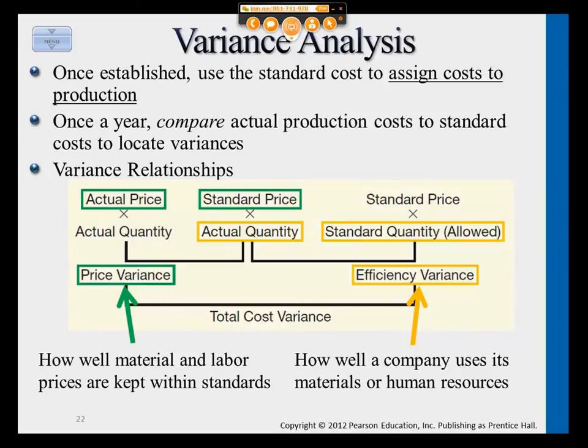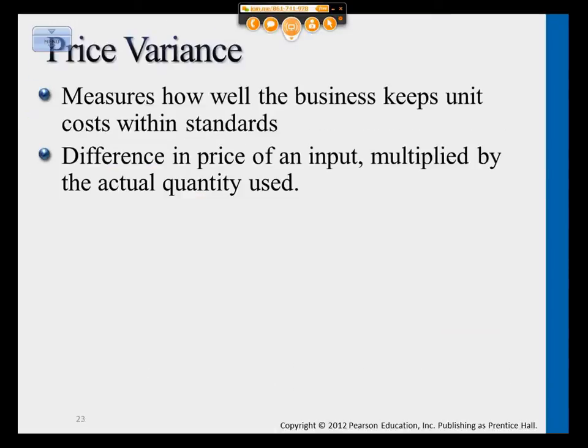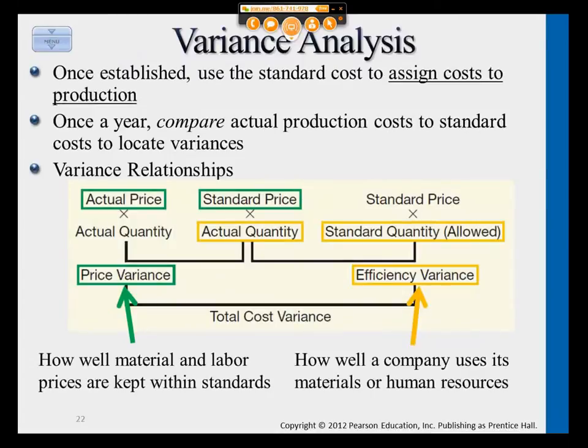And the total cost variance is the difference of the two. Okay, so that seems complex. Let's zoom in. How do we calculate our price variance? The price variance measures how well the business keeps unit costs within standards, right? We just said right here, how well material and labor prices are kept within standards, right?